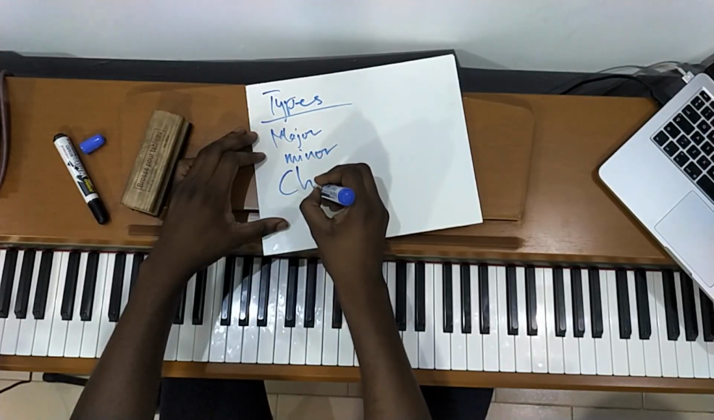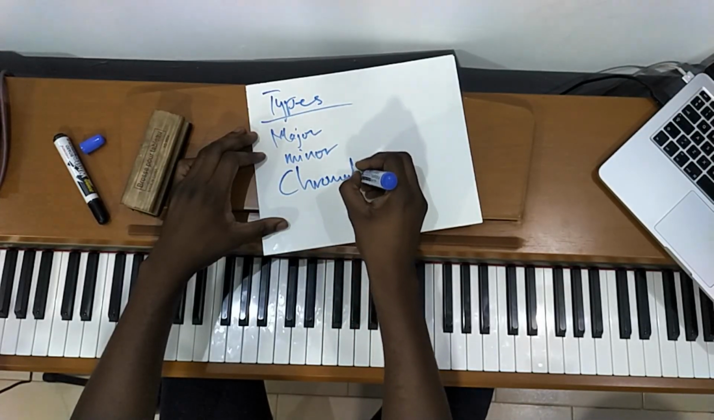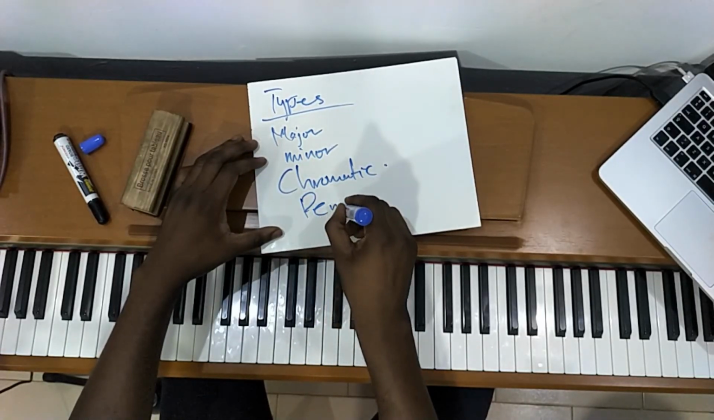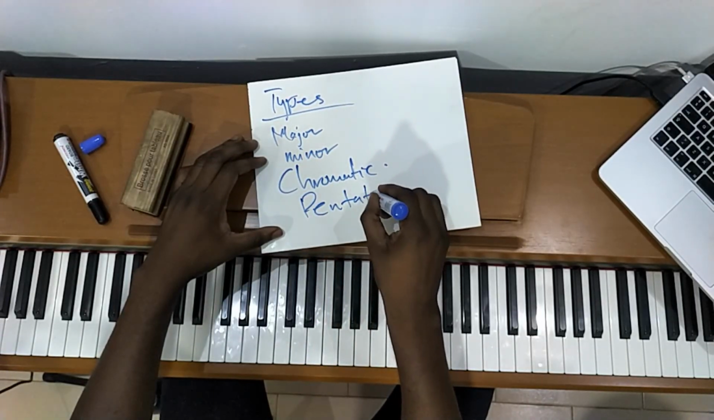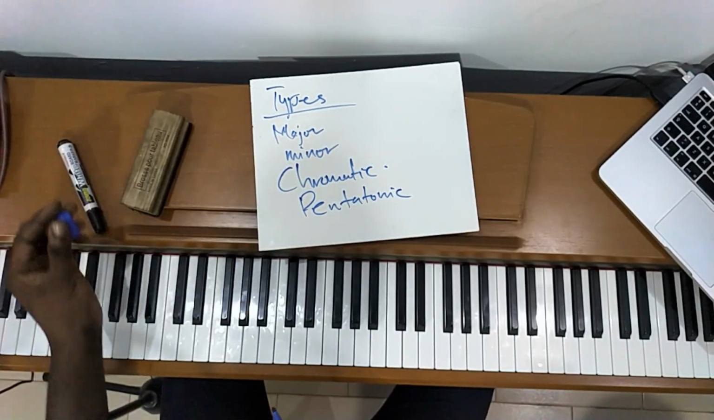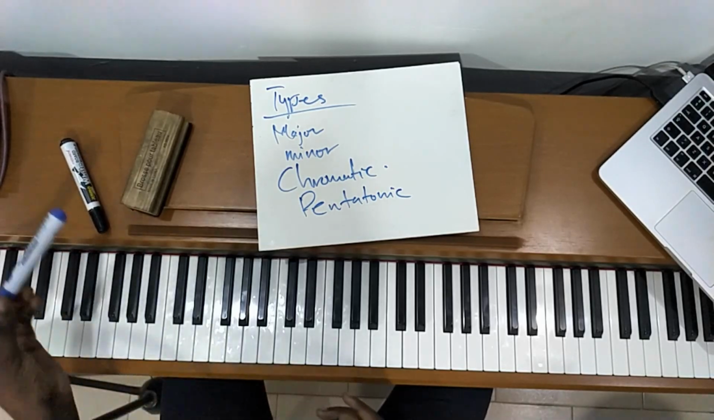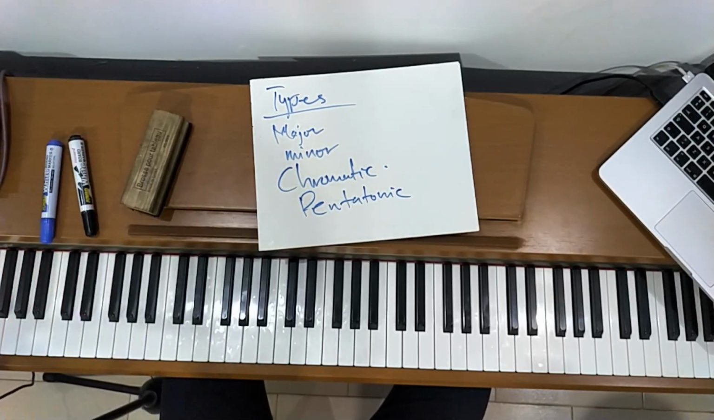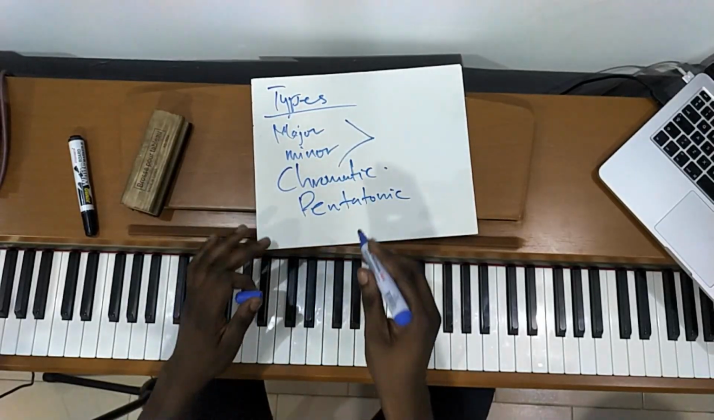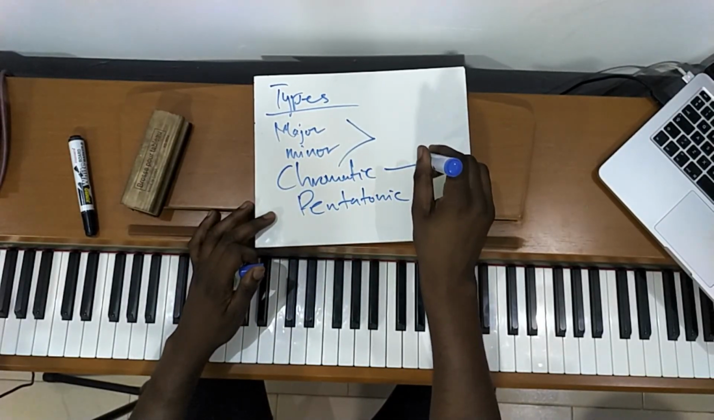We have pentatonic. We have chromatic. All right, so let's do chromatic scale. We have pentatonic. So for pentatonic, we have the major and minor pentatonic scale. Yeah, we will get there. But for the purpose of the class, we will just tackle these two. But I'll teach you this one too.